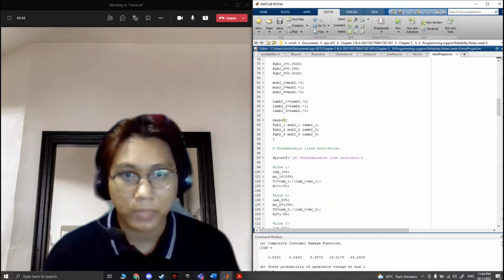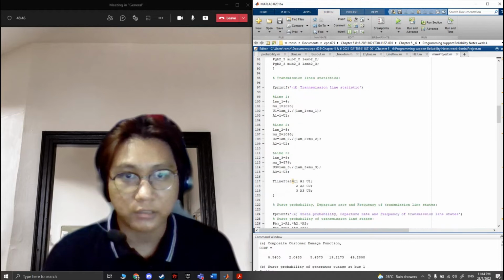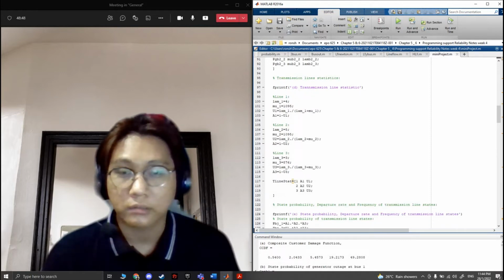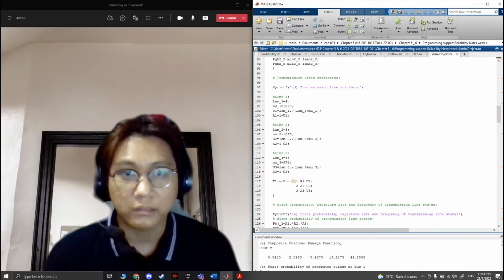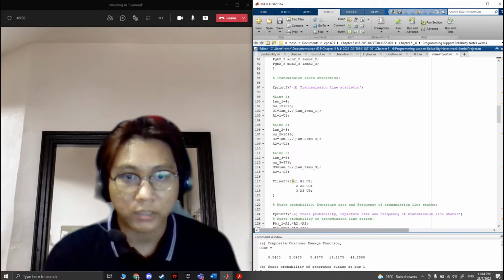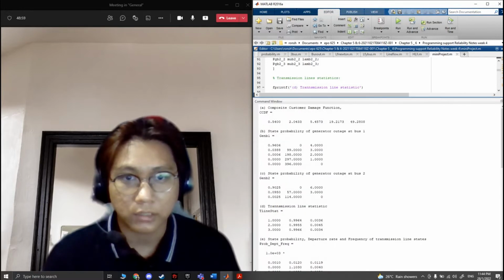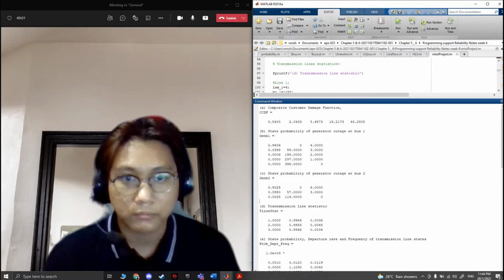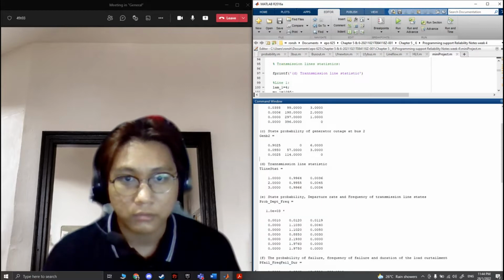in the notes. And next up, we have the transmission line statistic, where we first calculate the availability and unavailability for each transmission line, as can be seen here, line 1, line 2, and line 3, and we compile it together. After running it, we got the answer right here for line 1, line 2, and line 3.